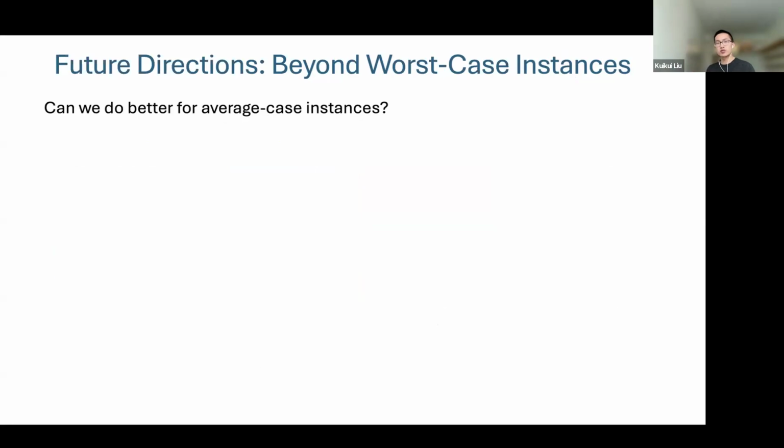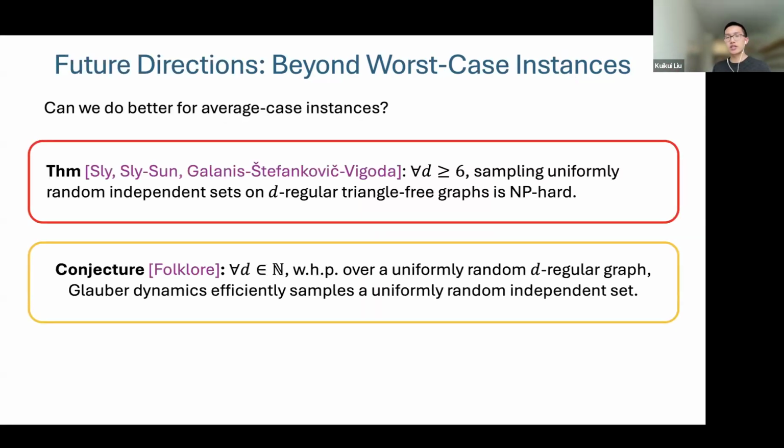But one question I really like along this frontier is, can we do better for average case instances? And there's actually a very striking conjecture, which I really like. It's known that if I consider the problem of sampling a uniformly random independent set in a graph, then if the underlying graph is D-regular and triangle-free, the problem is NP-hard if D is at least 6, some very specific constant. But it's conjectured that if the graph is uniformly random, then for all D, Glauber dynamics mixes rapidly and samples a uniformly random independent set.